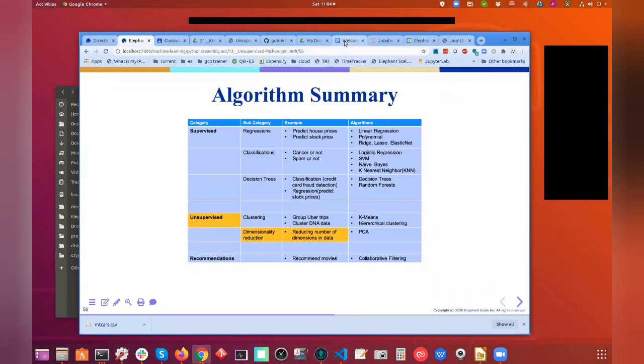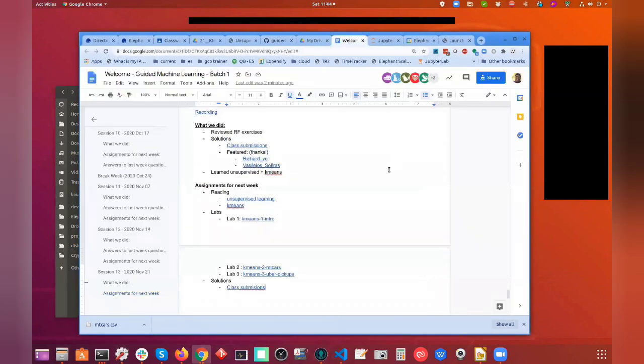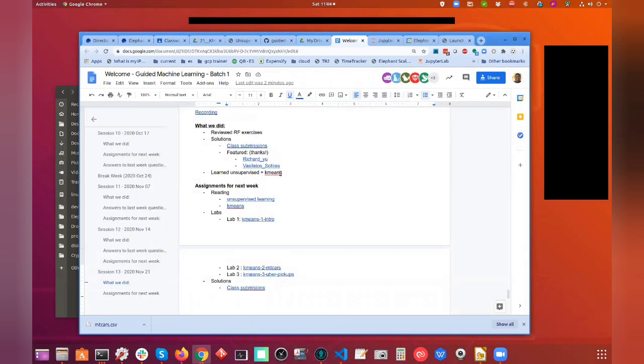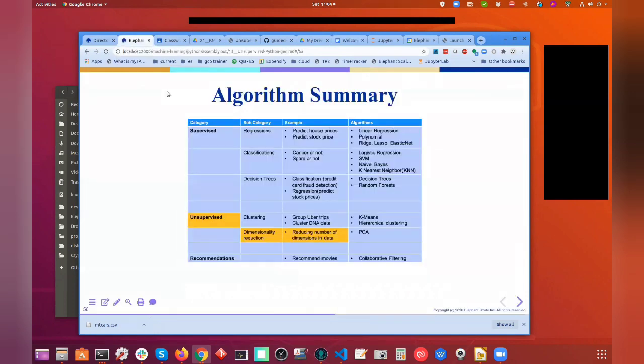All right, guys. So this week, we started looking at unsupervised learning, right? Kind of an algorithm summary of where we are. We spent quite a bit of time looking at supervised learning, regression algorithms, classification algorithms, decision trees. And then now we made a switch to unsupervised. Last week we looked at clustering algorithms, mainly K-means, which is very popular, and there are other clustering algorithms as well.